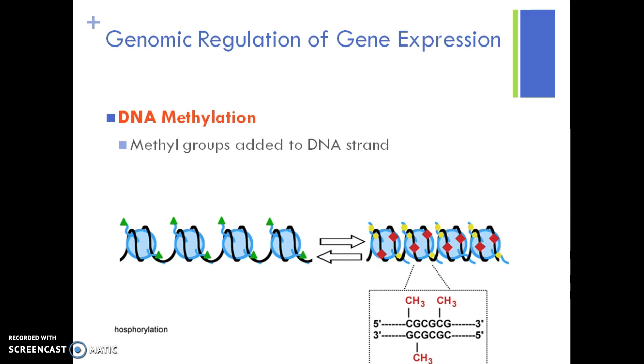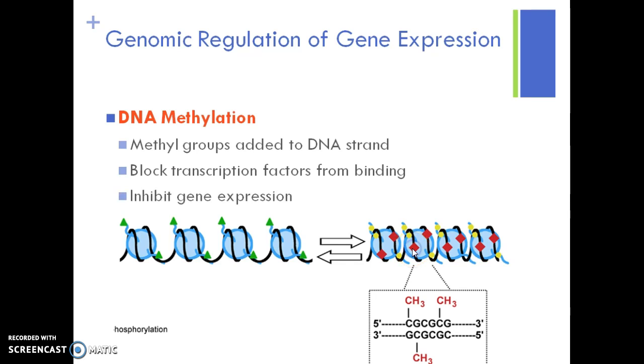This is something you should write down underneath where it says DNA methylation on your notes. Methyl groups, which are CH3s, you can see them here, if they get added to the DNA strand, that actually blocks the transcription factors from binding. Remember, transcription factors bind to the DNA and help the RNA polymerase bind to the promoter to actually transcribe the gene. But if these methyl groups are attached to the DNA, those transcription factors can't bind, which means that the gene expression is inhibited. We're not going to produce messenger RNA, and if we don't produce messenger RNA, we are not producing a protein. So methylation is one way that we can decrease gene expression.